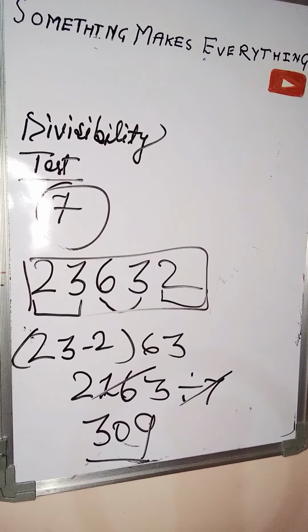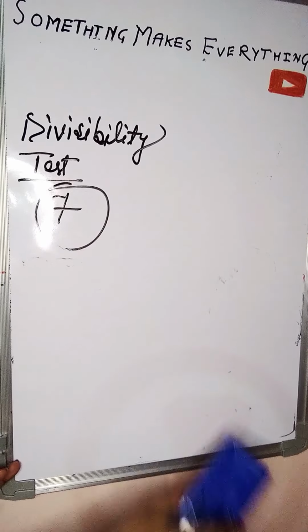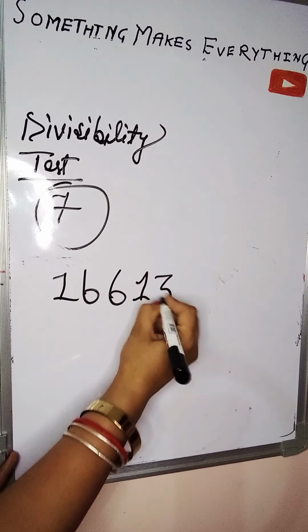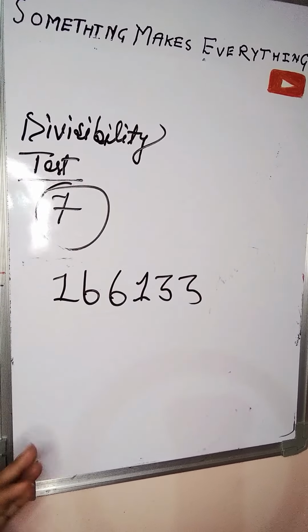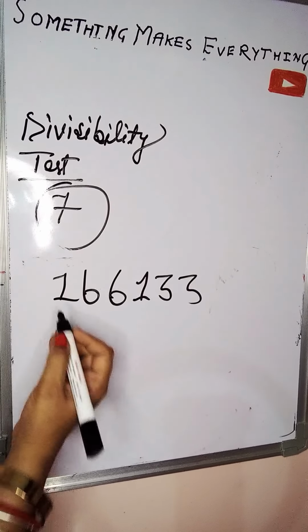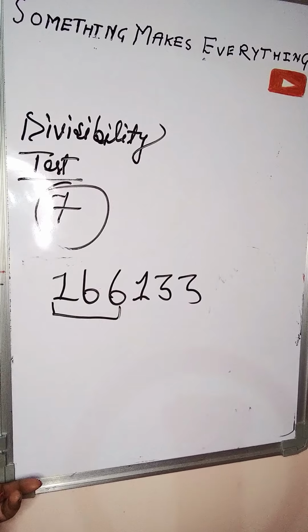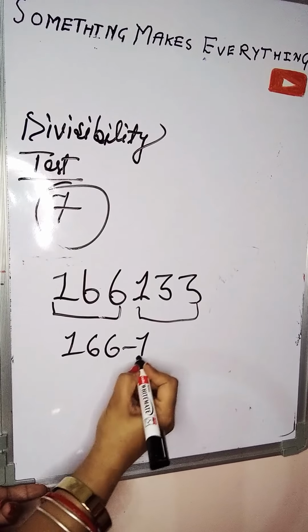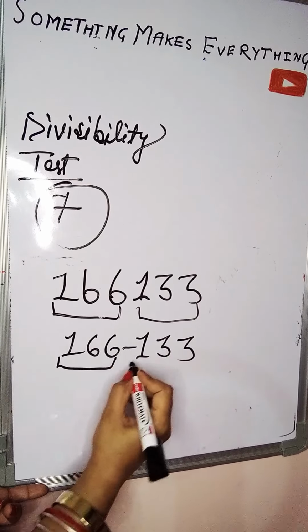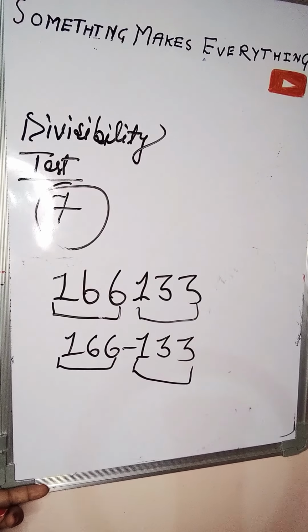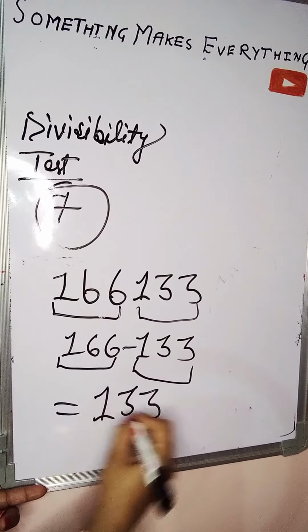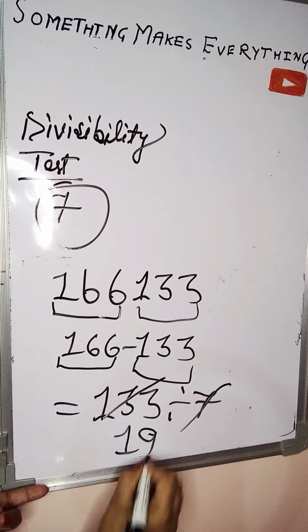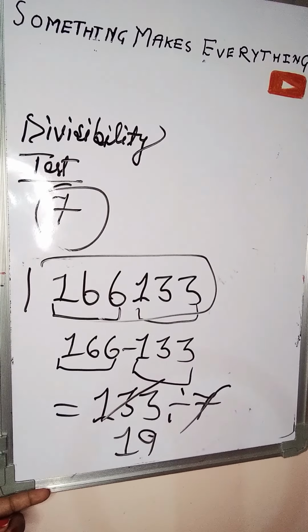Suppose I have some 6 digit number. This number I have. So for 6 digit numbers, what we are going to do, we just shift by one more digit and simply take the difference of the first 3 digits and the last 3 digits. What is the difference here? This will be 133. So if this 133 is completely divisible by 7, which means this whole number will be satisfying the rule.